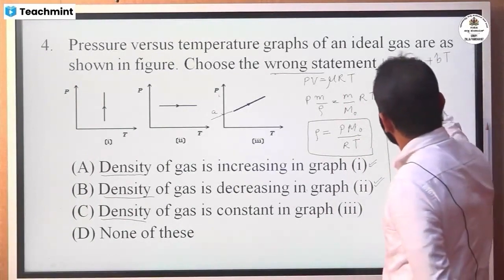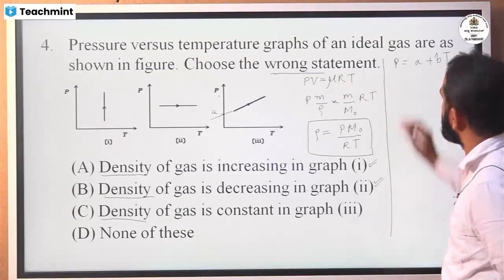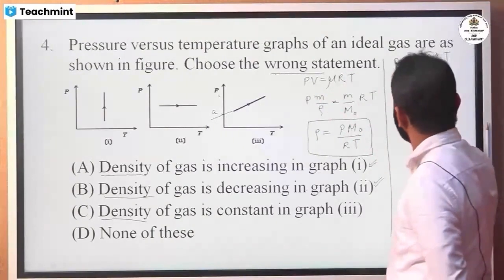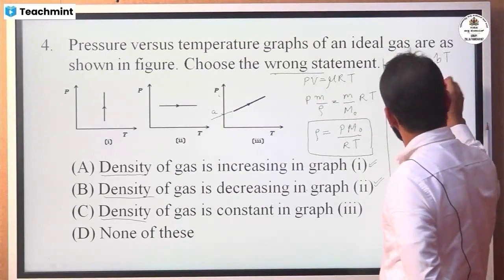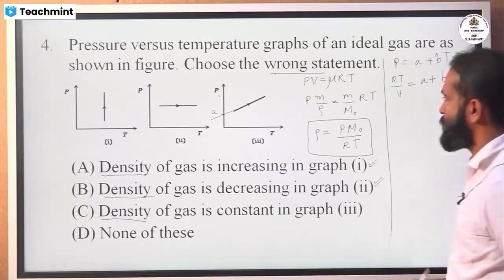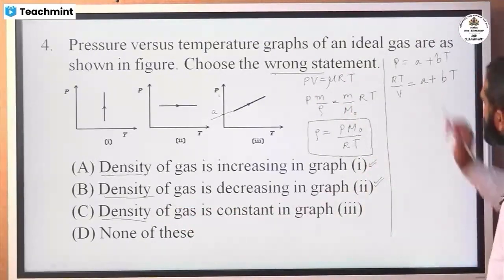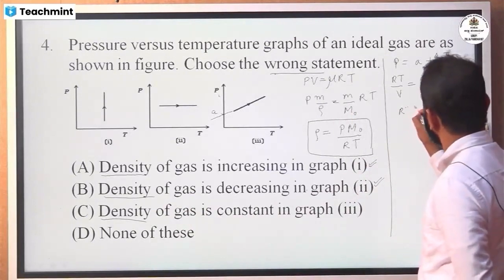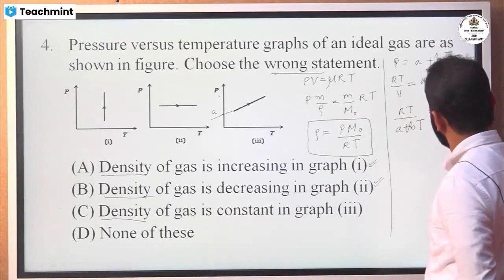According to the ideal gas equation, I'll assume that the number of moles is just 1. So in place of pressure, you just write RT divided by V. That is equal to A plus Bt. Since we want density, and density is directly related to volume, I'll write this equation in terms of volume. So I'll take V to the other side: RT divided by A plus Bt becomes equal to V.